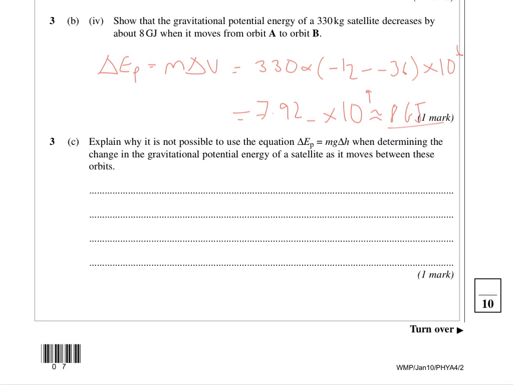Alright, explain why it is not possible to use the equation delta EP equals mg delta h when determining the change in gravitational potential energy of a satellite as it moves between orbits. So mg delta h relies on g being constant, which it is not in a radial field.